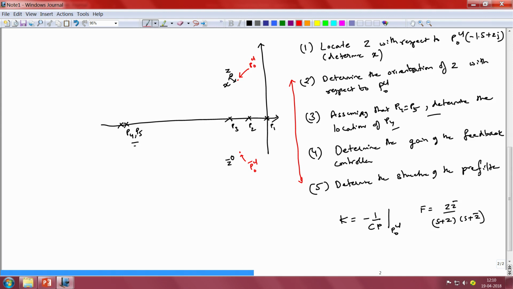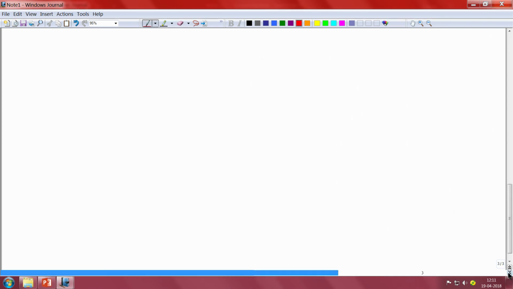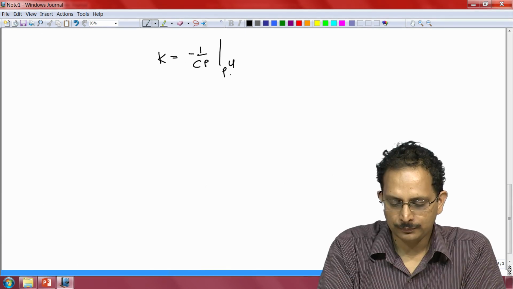So in this clip therefore we shall focus only on the first step of the design, namely the technique that one might adopt in order to locate the point Z with respect to the point PCL0. Since the point PCL0 is a point on the root locus, we would have the root locus equation to be valid at the point PCL0. In other words, K will be equal to minus 1 by Cp at the point PCL0.